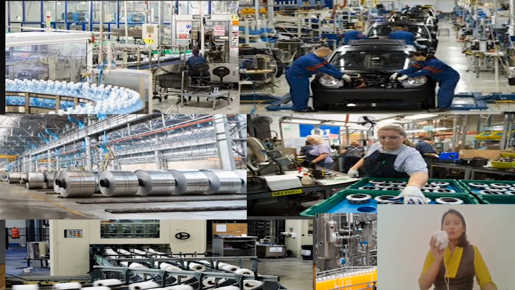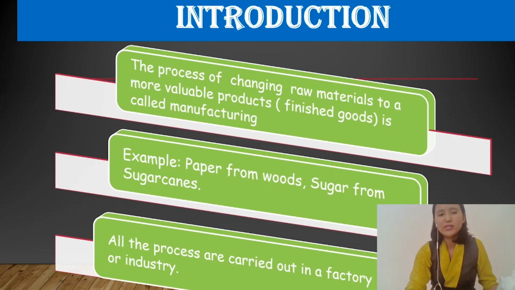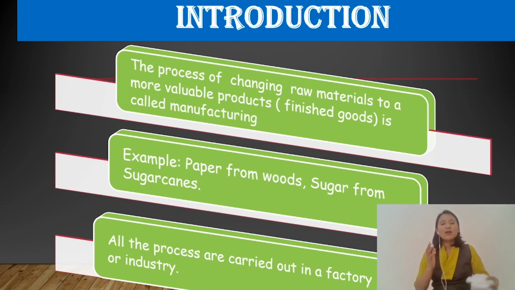So this cotton ball is a raw material which is used to make cloth. And cloth is a finished good. Finished goods means ready to use. So coming to the main point, manufacturing. Manufacturing is a process or an activity in which we convert raw material into finished goods. This is called manufacturing.